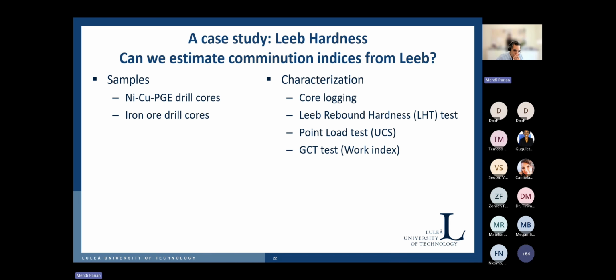So the next case study is on Leeb hardness. Here we try to study nickel, copper, PGE, and iron ore samples. The main data used in this study were core logging information by geologists, Leeb hardness that we did on the surface, UCS data that we did with the point load test, and the Bond work index that we used the GCT test. So the idea was to see if we could find a correlation between Leeb hardness and UCS or Bond work index.